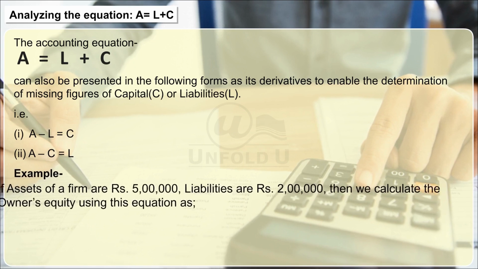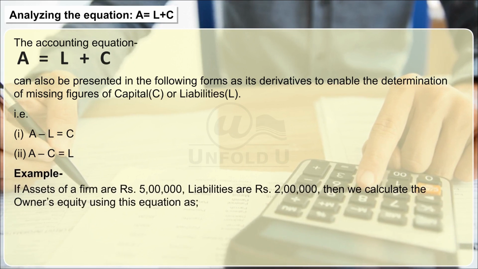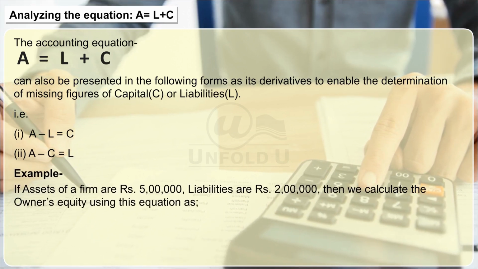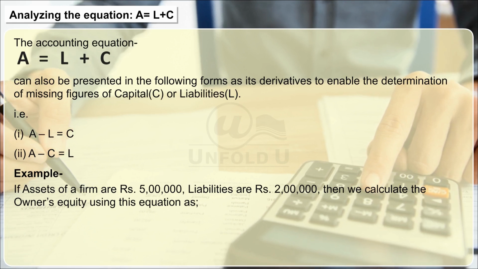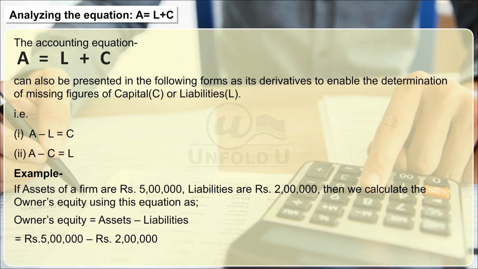Example: if assets of a firm are 5 lakh rupees and liabilities are rupees 2 lakh, then we calculate the owner's equity using this equation as owner's equity is equal to assets minus liabilities, which is equal to rupees 5 lakh minus rupees 2 lakh, which is equal to rupees 3 lakh.